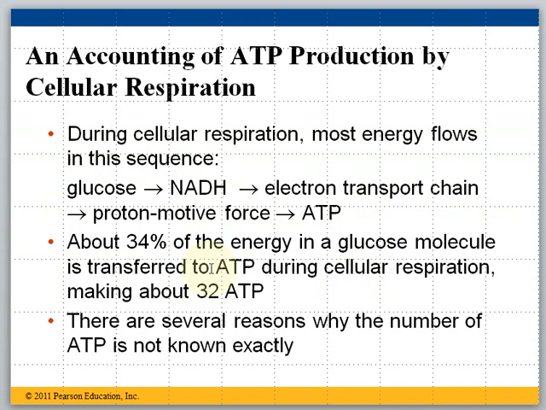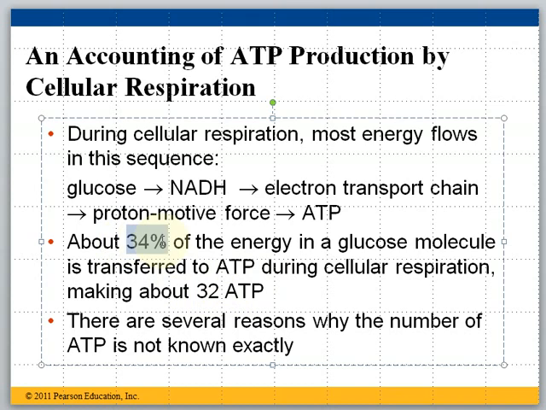About 34% of the energy in a glucose molecule is transferred to ATP, making up to about 32 ATP. So 34% is not very efficient. A huge amount of energy that's in the glucose molecule is used to power this whole process, or is lost along the way as heat and other sources. So only about 34% of the energy in a glucose molecule ends up as ATP, useful energy for the cell. But it's still a process that works. Apparently it's worked for quite some time, but I wouldn't call it the most efficient process.